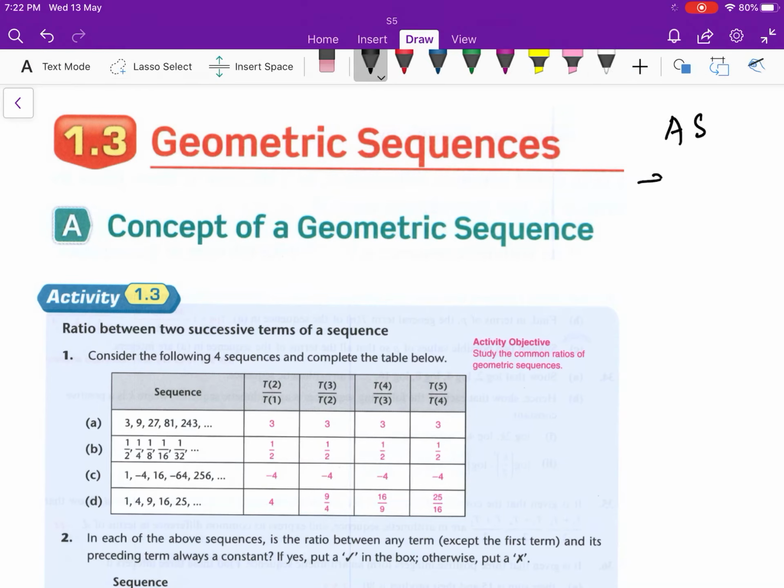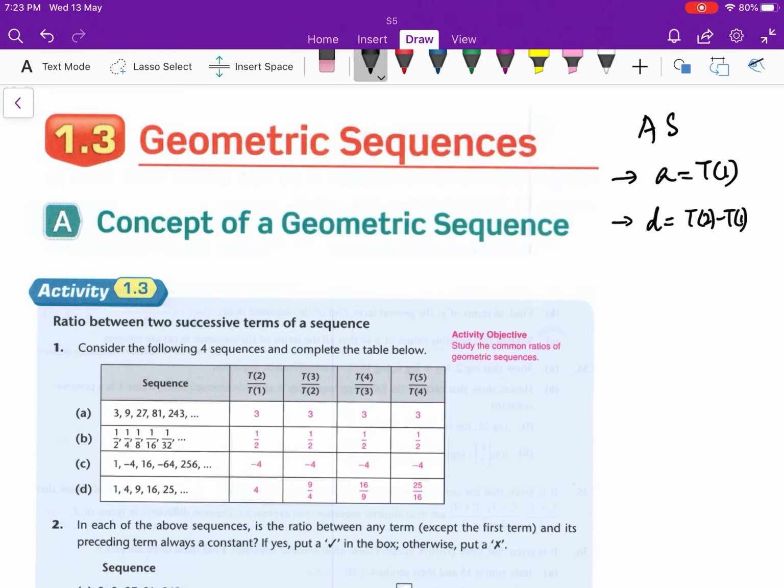In the AS, we have learned A. A means the first term, T1, okay? Then we learn D. D means the difference. How can we find the difference? The next term minus the previous term. It can be T2 minus T1, or it can be T3 minus T2, right? So this is the AS. The AS has the common difference, okay?